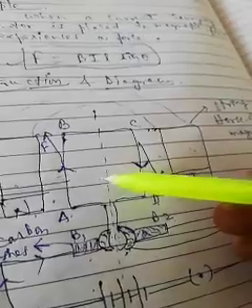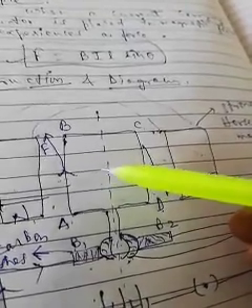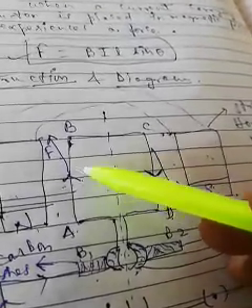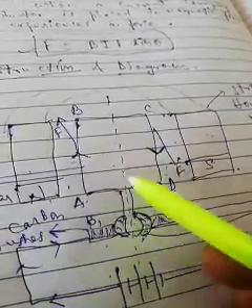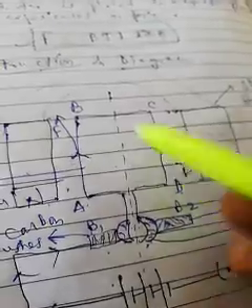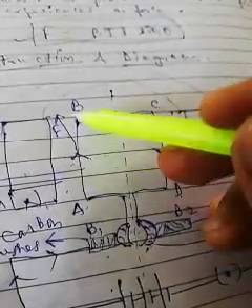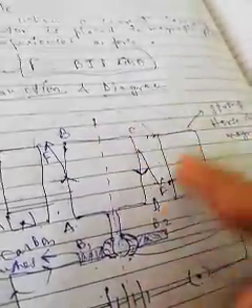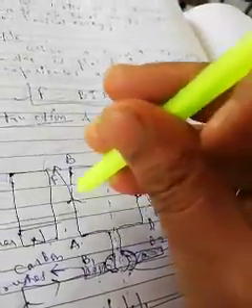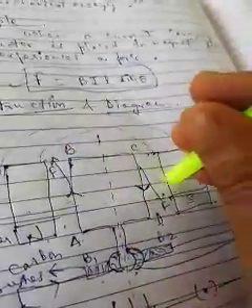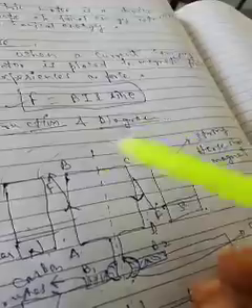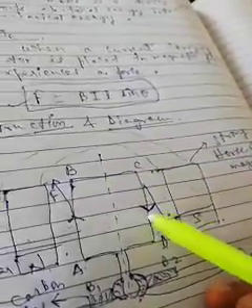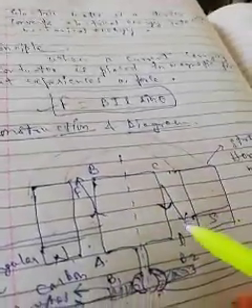Let us consider the direction of rotation of the coil. Here the current in the coil is clockwise, and we see that this coil will rotate. This is the upward force and this is the downward force. So the coil will rotate in the anti-clockwise direction.